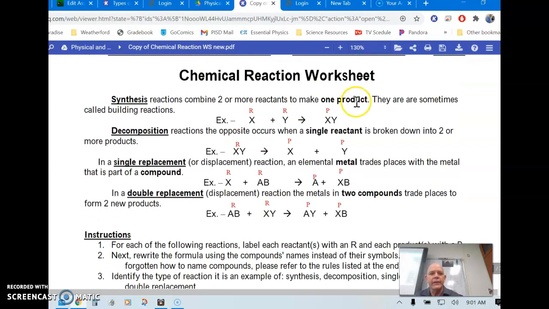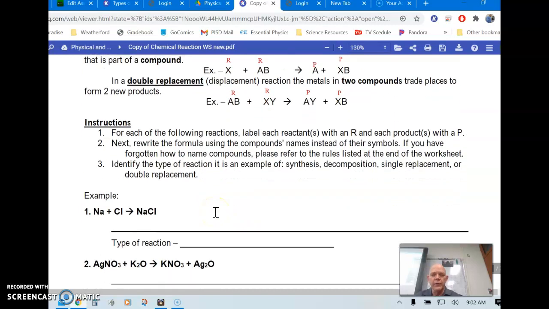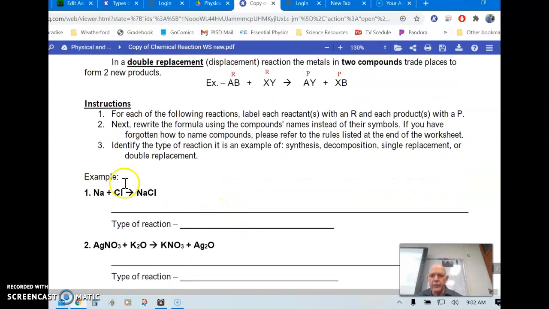So basically, if it has one product or one reactant, it's going to have to be either synthesis or decomposition. If it's one product, synthesis. If it's one reactant, decomposition. If it has two on each side, it's either going to be single or double replacement. If it's an element plus a compound, it's going to be single replacement. If it's a compound plus a compound and you end up with two compounds, but they just trade partners, that's going to be a double replacement. So let's look at some examples down here and do those.